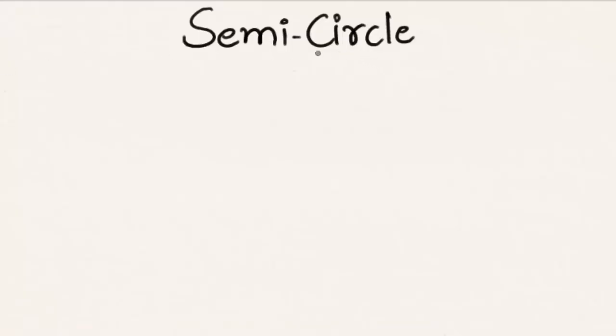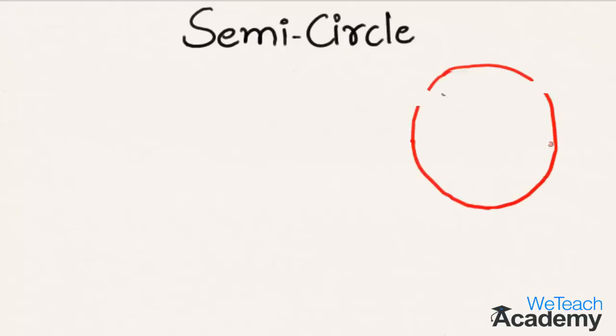So first, let us learn what is a circle. A circle is nothing but a set of points in a plane. Now let me explain this concept with a rough diagram. Here we have a circle with the center O. The diameter divides this circle into two equal parts, and each part is called a semicircle. In other words, a semicircle is nothing but half of the circle.